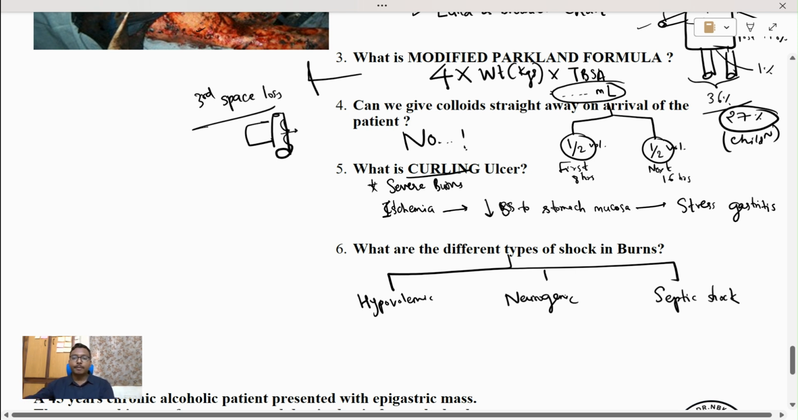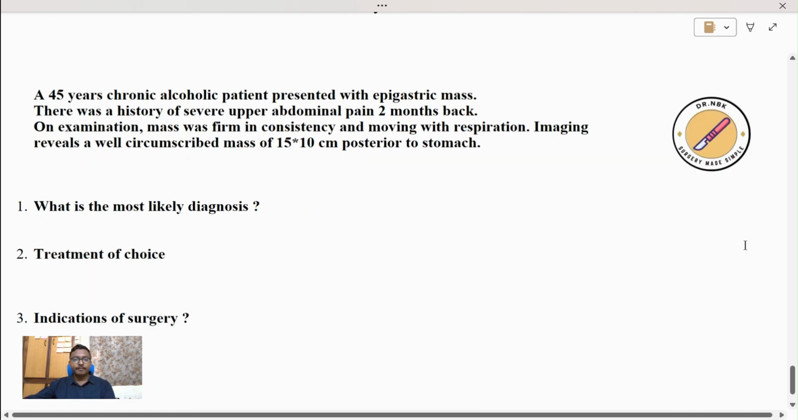Burns is a very important topic. So this is just a brief overview about burns. So let's look at the next question.